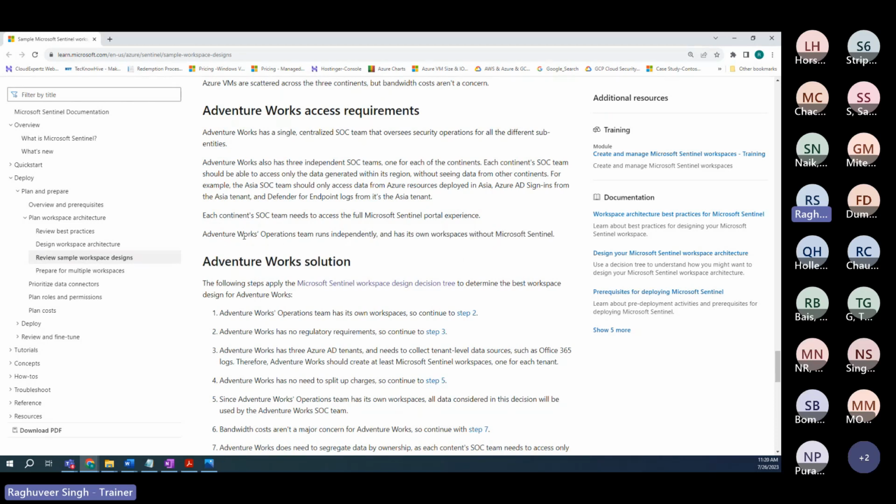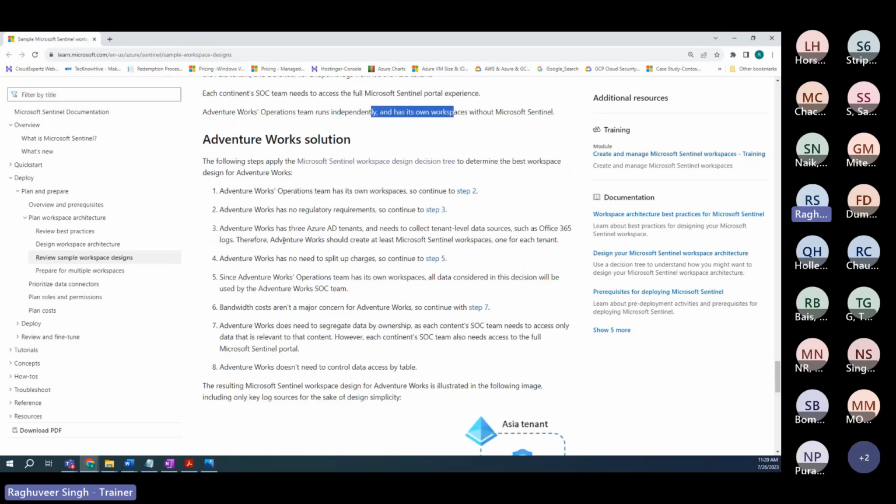So there they also have an operations team. They have their own workspaces without Microsoft Sentinel. Now the solution. So my solution is simple.